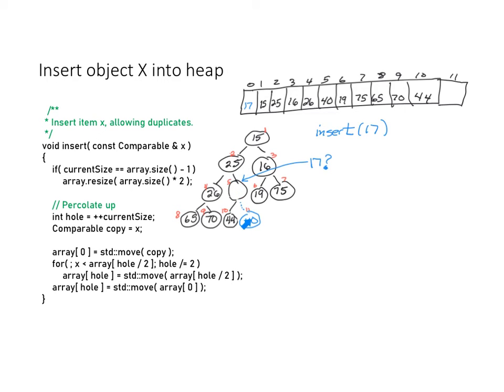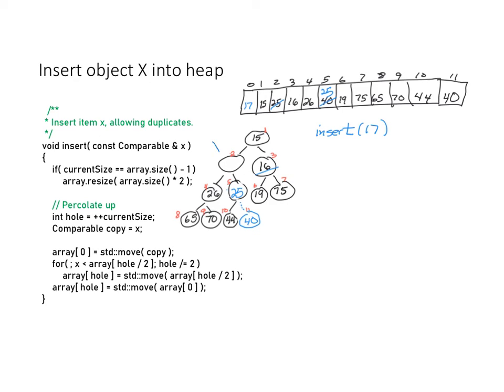We moved 40 down. Does 17 live here? Well, we moved 40 down. Let's go ahead and update this in our array. We moved 40 to our last position in our array, and then we come back into our for loop and we say, hey, 17, are you less than 25? Well, it is, so we're going to percolate the hole up and move 25 down. Let's update our array. 25 is moved from position 2 to position 5.